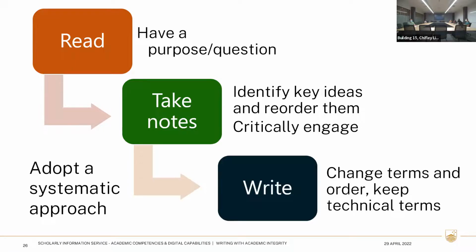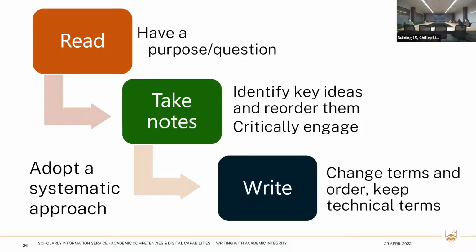What this means is that when we finally get to writing, we can actually write in our own words because we can change the terms in order because we've actually understood it better since we have critically engaged with the reading when we took our notes. And of course, we can keep those technical terms, but by being able to have a better understanding because we're critically engaged with that literature, then we're better able to decide what is actually going to best serve our needs and how can we write it in our own words so that we put forward our own argument or key message in the most persuasive manner.